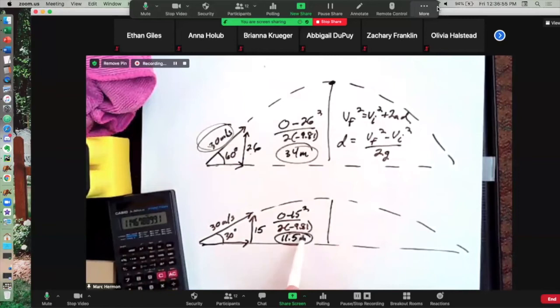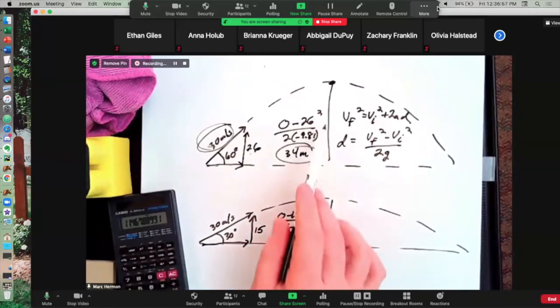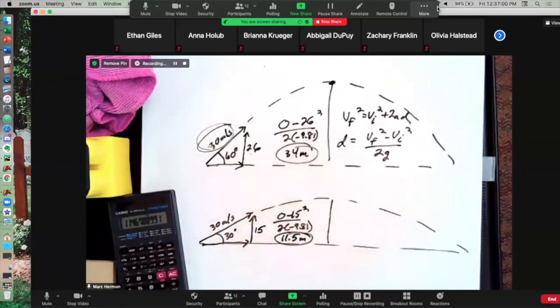Okay, so this one only went 11 and a half meters in the air. This one went 34 meters in the air. Okay. How do I figure out how long this one here is in the air? How much time?